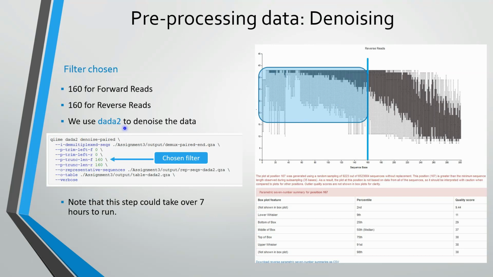And we'll use DADA2 to denoise the data. So these are the codes. And this is where we put in the chosen filter, these lines here. The -F means that's for the forward read, and the -R means that's a cutoff for the reverse read. Note that this step can take over 7 hours to run, so just be careful before you click run.